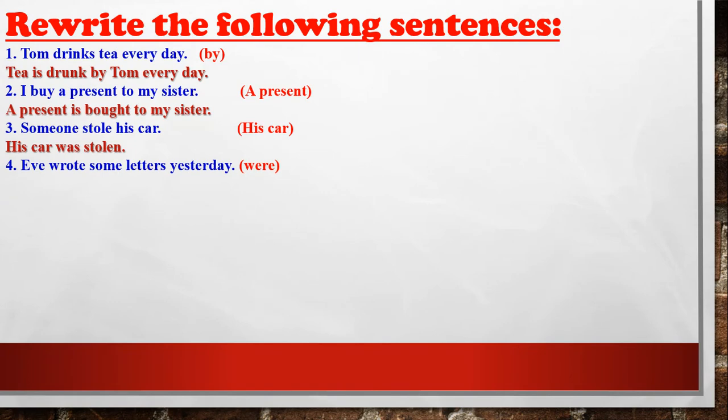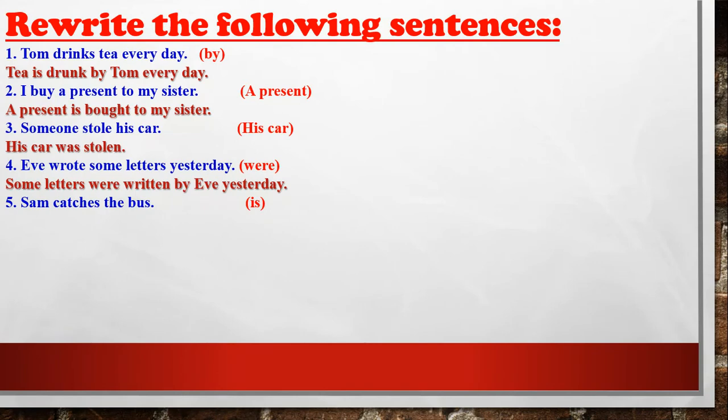Eve wrote some letters yesterday. I want to use were here. To use verb to be in this sentence, we must change this sentence to the passive. So we will start by using some letters. Some letters is a plural noun, so we will say some letters were written by Eve yesterday. Again, some letters were written by Eve yesterday. Number 5.